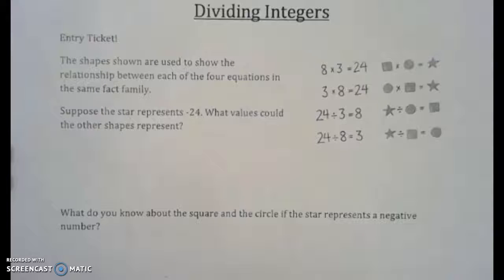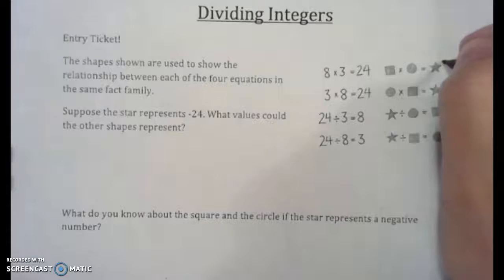In the lesson today, you're going to have more practice with dividing integers, and for our first question here, we're told that the shapes shown are used to show the relationship between each of the four equations in the same fact family. Suppose that the star represents negative 24. What values could the other shapes be?